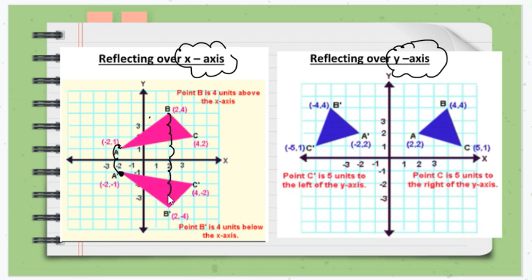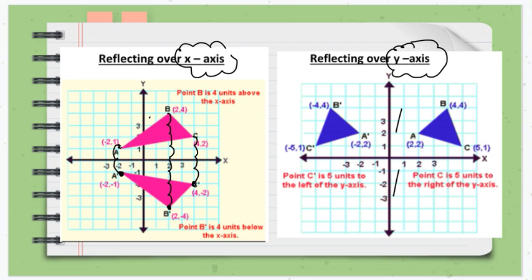1, 2, 3, 4. And there's B prime. C is 1, 2 hops away. C prime is 1, 2 hops away on this side. So they're equal distance from the axis that you were reflecting across. All right, think about the y-axis. This is our vertical axis here.